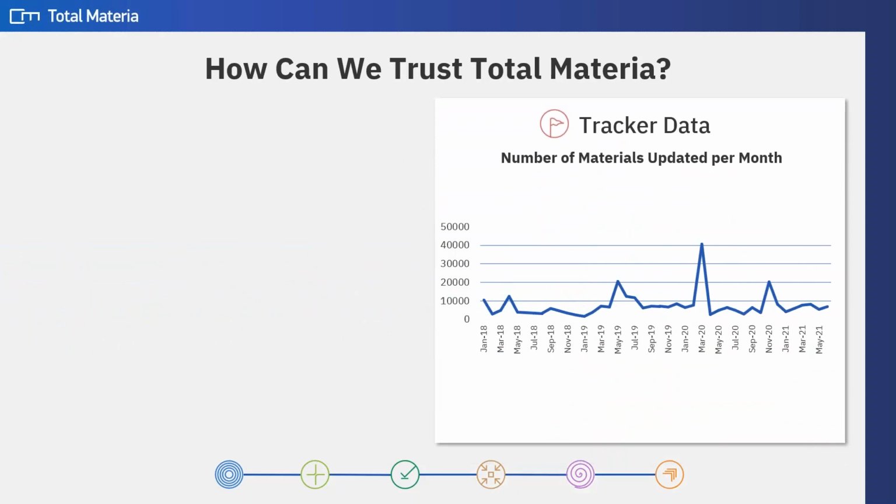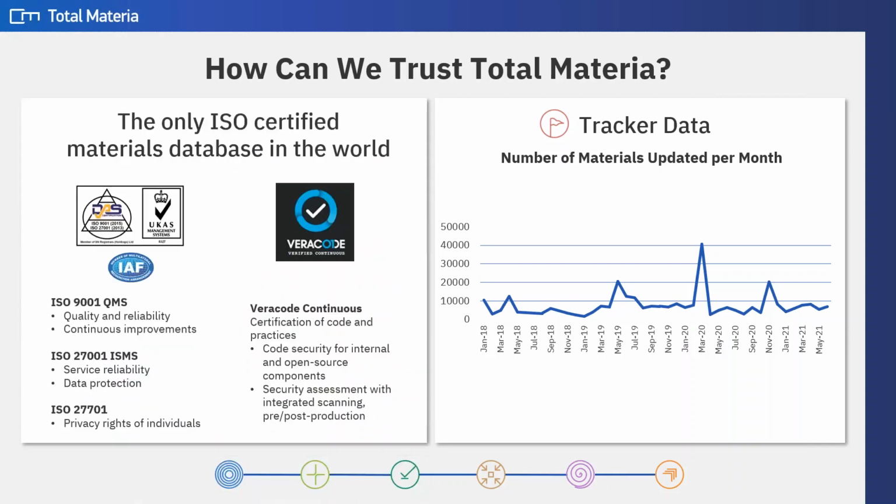You can see that we actually currently update over thousands of different materials per month. And we're the only ISO certified materials database in the world, triple ISO certified and Veracode continuous certified. In terms of those ISO certifications, what is the most important? Quality and reliability of the information in Total Materia.